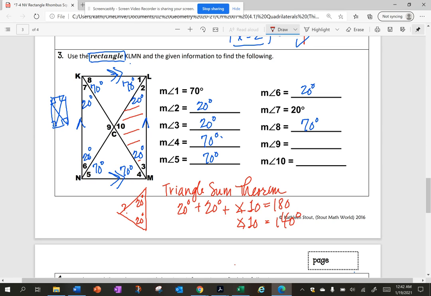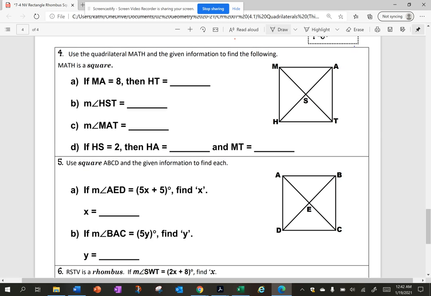Okay, so I know angles 9 and 10 are vertical angles, and vertical angles are congruent. So 140 degrees. So the word rectangle tells me a lot of information. So it's not just a word, but it's telling me I have 4 right angles, my diagonals are congruent, and then I have all these angle relationships. All right, let's try number 4.